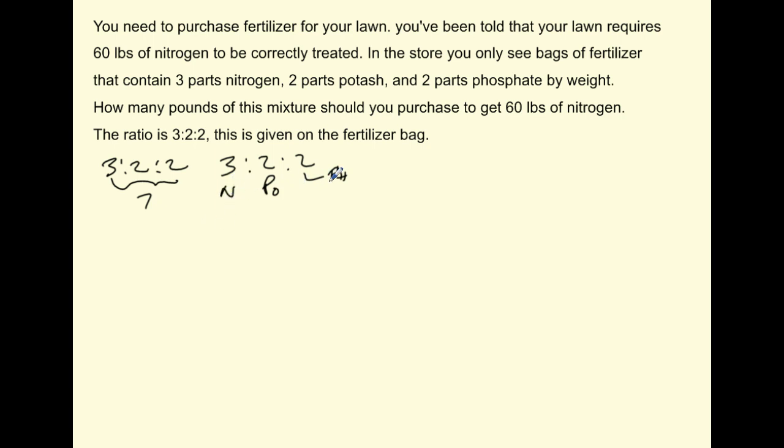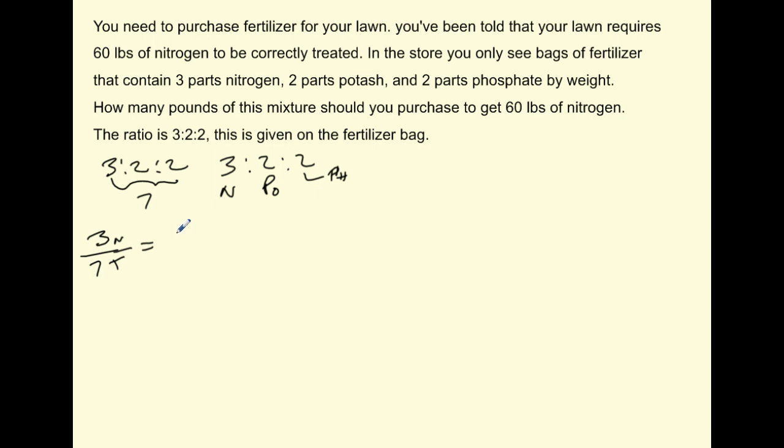So we'll set these three up as ratios, parts to the whole. So the nitrogen is 3 parts to the whole of 7. Okay, that's the part of nitrogen. Nitrogen is the part of the whole, and this is the total. Okay, and I'm going to write this out for now.